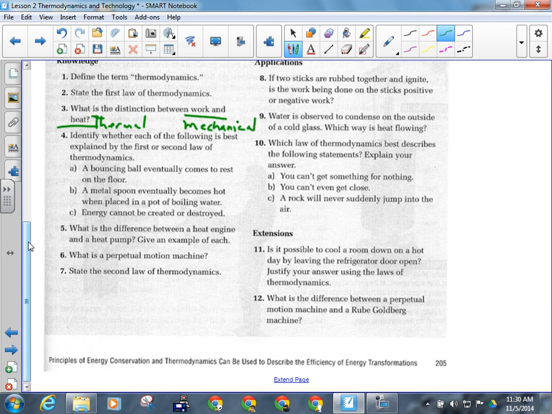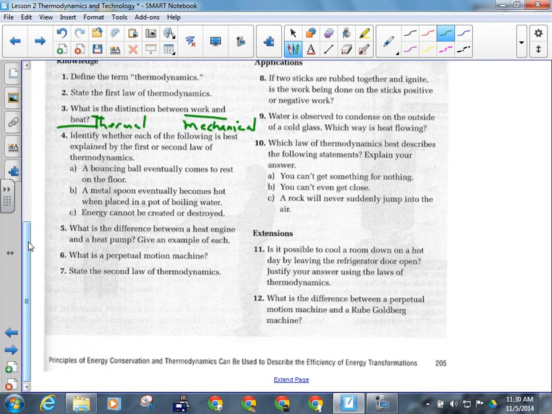Which law of thermodynamics best describes the following statements? You can't get something for nothing. Right, energy is not created or destroyed. In this case, it's the first law of thermodynamics. You can't get something for nothing means you simply can't make something happen without putting energy in. B, you can't even get close to getting something for nothing. Still first law? Actually, it's both. Yes, it's first law, but the reason you can't get close is because anytime you try to get something to go, you lose some energy to the surroundings. Anytime you try to transfer energy to something else, energy is lost to the surroundings.